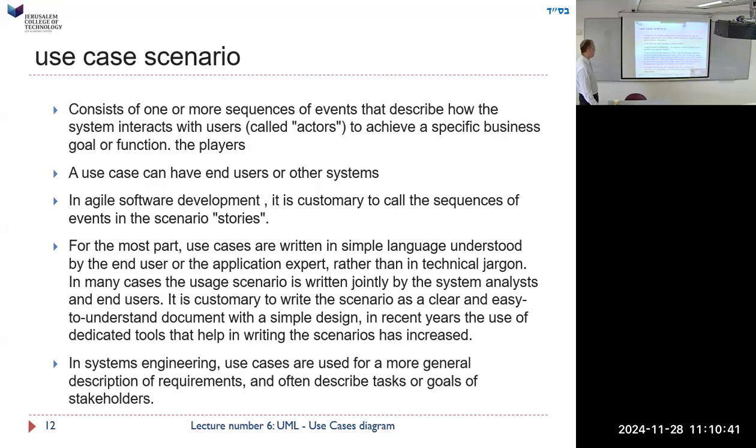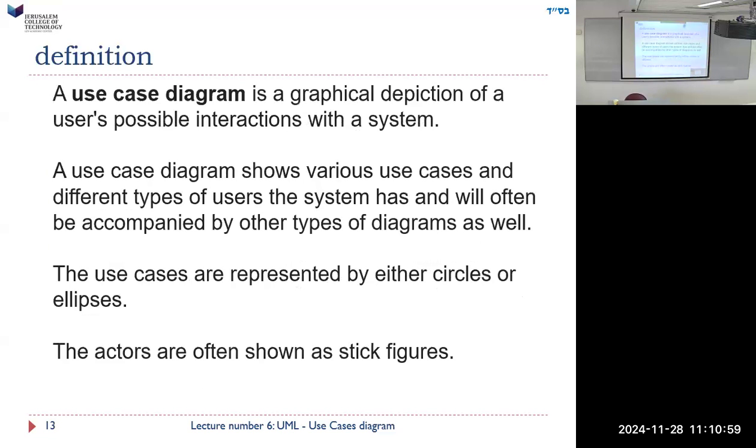In systems engineering, use cases are used for a more general description of requirements, often describing tasks or goals of stakeholders. Stakeholders are the people that have a stake in this project. So they want to use this system. They may define how and what the use cases are. A definition again: a use case diagram is a graphical depiction.